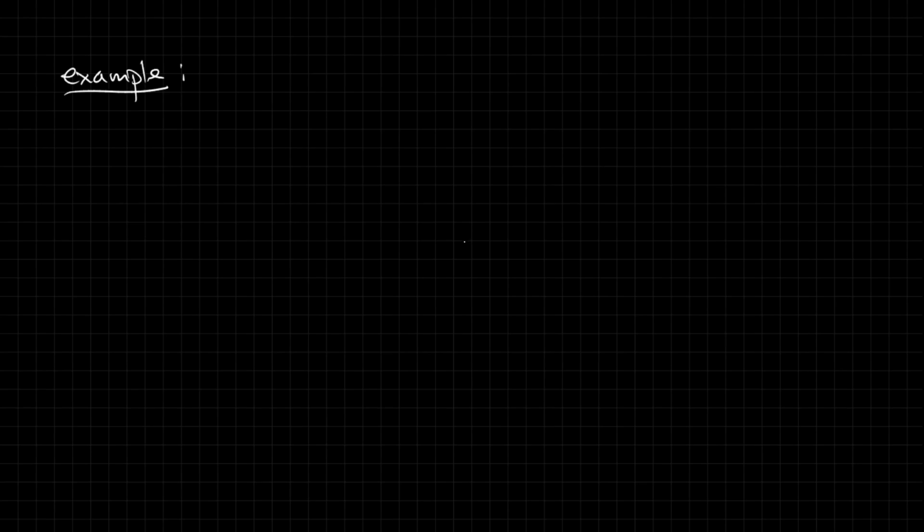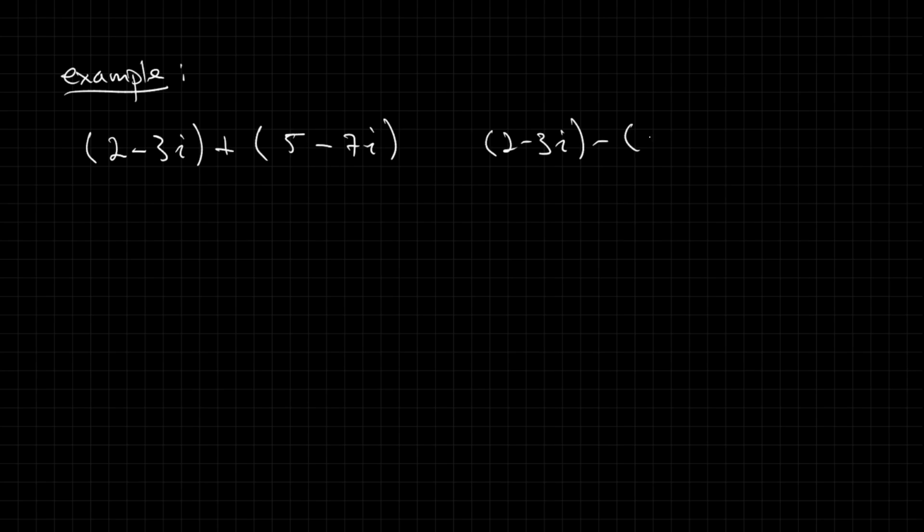Let's discuss now how we can combine complex numbers. So let's first start with addition and subtraction of complex numbers. If I wanted to do something like 2 minus 3i plus, let's say, 5 minus 7i, and let's do another example alongside, which is subtraction. Let's say 2 minus 3i minus 5 minus 7i.